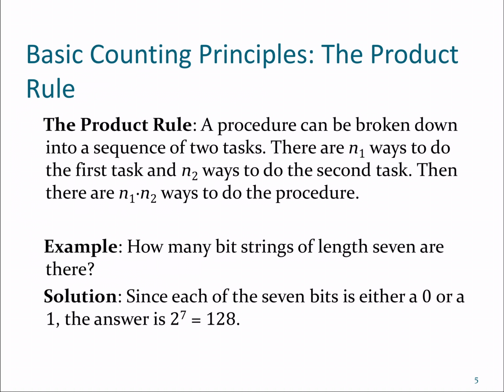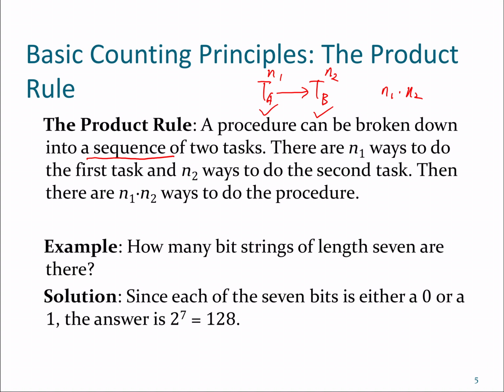First of all, let's look at what is the product rule. Product rule is when you have a task. Let's say there's a task A and there's a task B. So these two tasks are in sequence. That means you can only finish A first, then you finish B secondly. And then these are actually in a sequence. For example, there are n1 ways for task A and there are n2 ways of task B. So the total will be n1 times n2. This is a product rule.